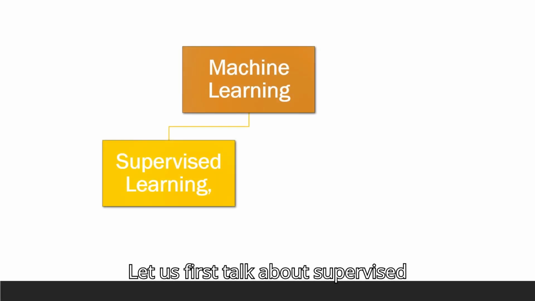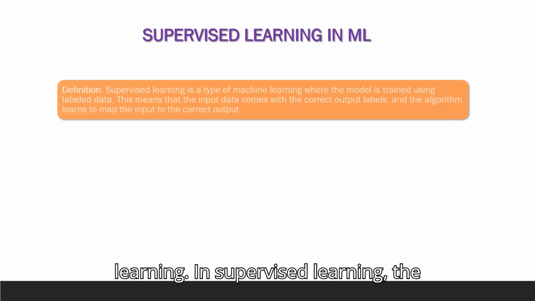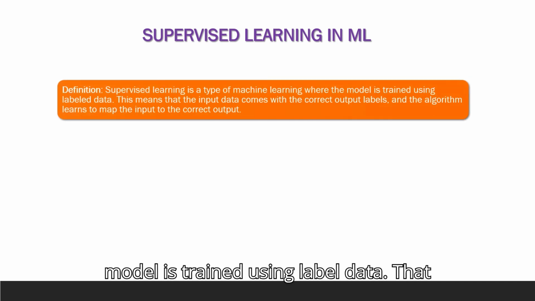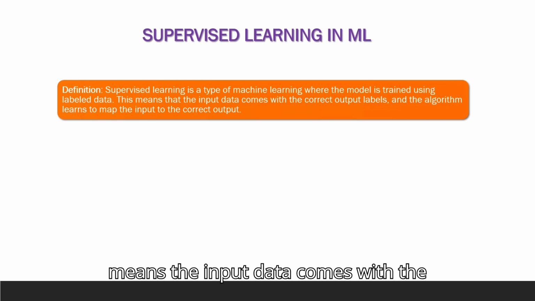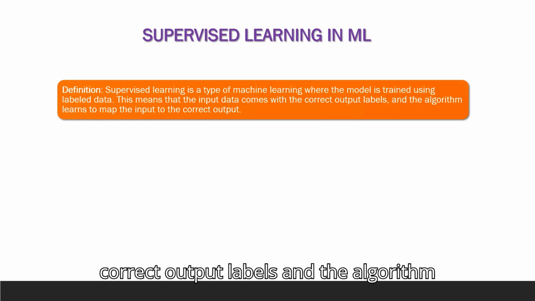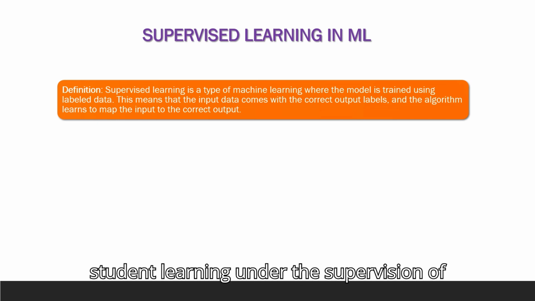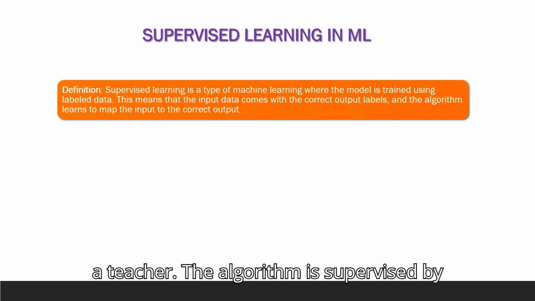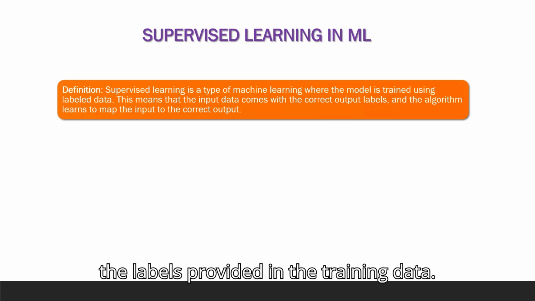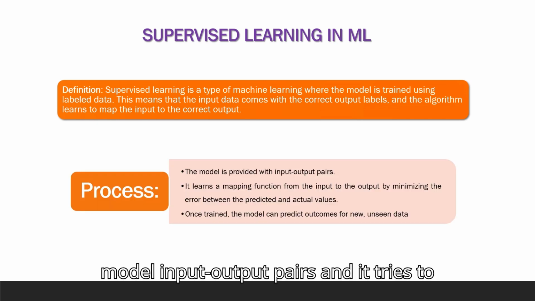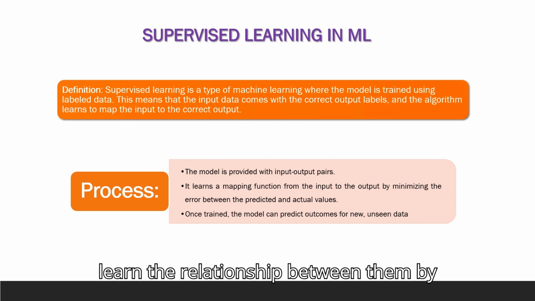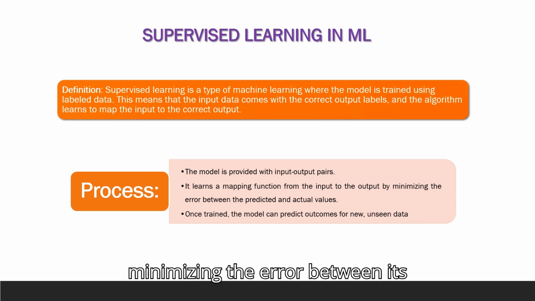Let us first talk about supervised learning. In supervised learning, the model is trained using labeled data. That means the input data comes with the correct output labels, and the algorithm learns to map inputs to the correct outputs. Essentially, it's like a student learning under the supervision of a teacher. The algorithm is supervised by the labels provided in the training data. You feed the model input-output pairs and it tries to learn the relationship between them by minimizing the error between its predictions and the actual results.